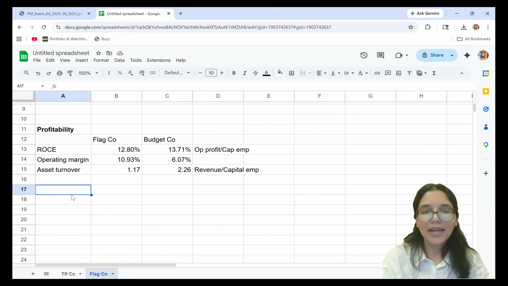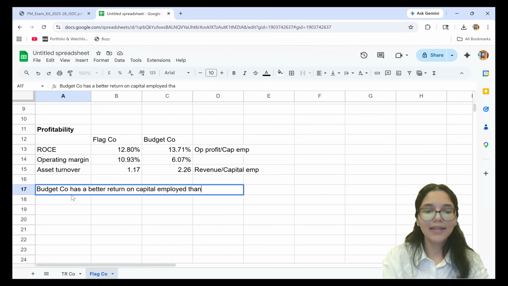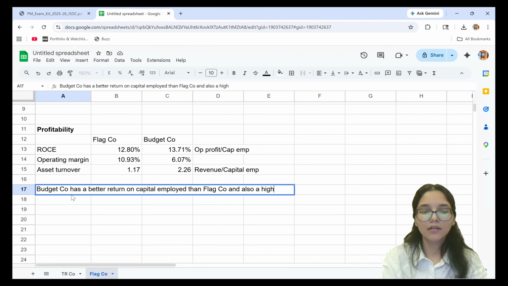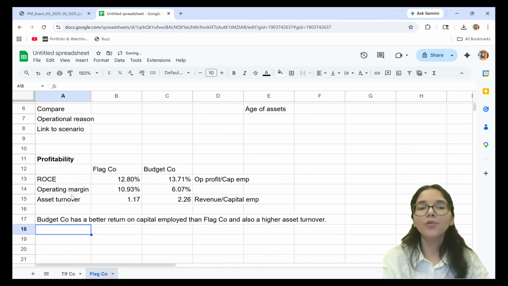So how we are going to write our answer is, we will say budget company has a better return on capital employed than flag company and also a higher asset turnover. Now, this is the comparison that we have done. Then we have to come to the reason. So, what could be the reason?